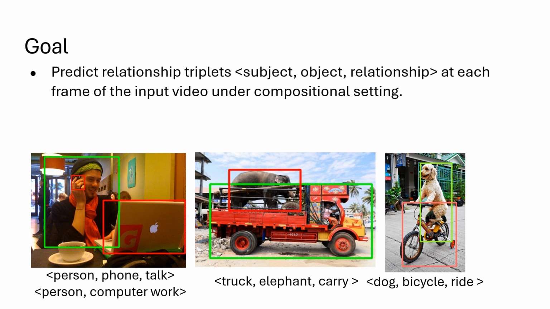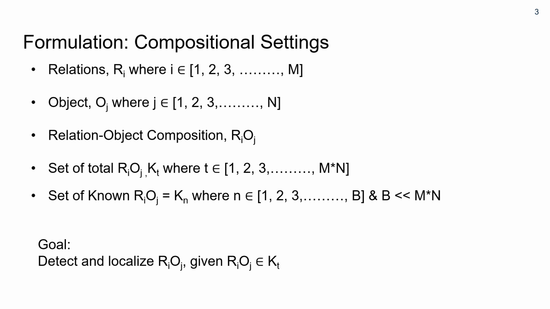Let's define that first. Imagine we have m number of relations and n number of objects. In total, we can have m into n number of relation object composition. This set is represented by KT. Under compositional setting, we need to detect relationship triplets from this set KT. But our training only has b number of relation object composition. This set is represented by Kn. Set Kn is much smaller than set Kt.